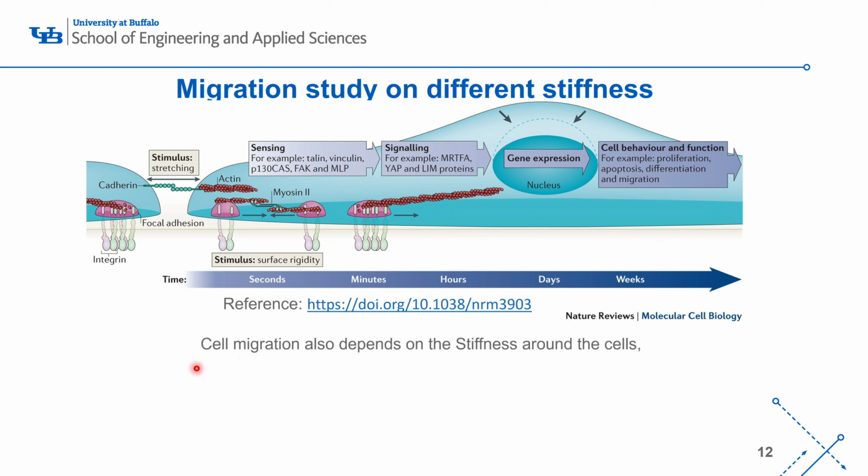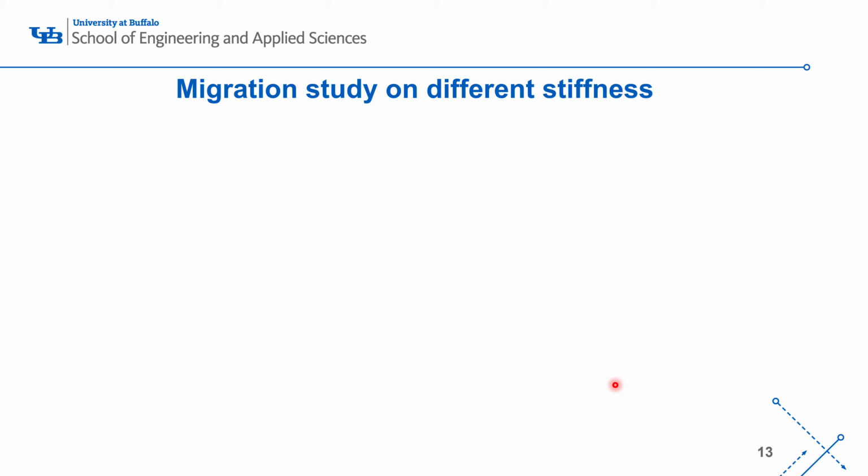So cell migration will also depend on the stiffness around the cells, and it is a well-known fact that tumor cells change the stiffness by developing a tumor microenvironment, and that in turn helps the cells in immune evasion and helps in maintaining the proliferation and migration properties.